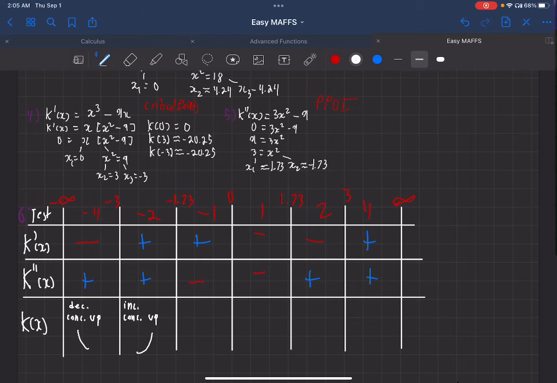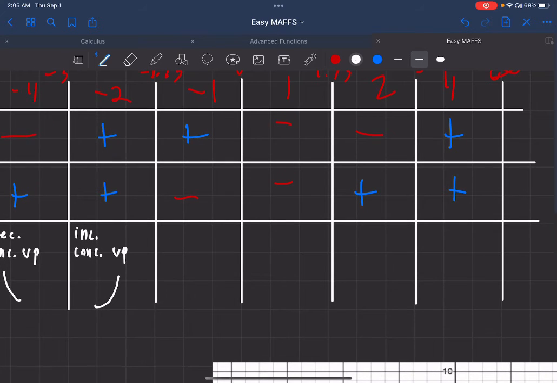And now let's test our next interval. So between negative 1.73 and 0, we are increasing and concave down. So what does that look like? Well, if you're increasing and you're concave down, you look something like that. Sorry, not like that. You look something like that, right? You're concave down and, sorry, it's a little hard to draw on this.